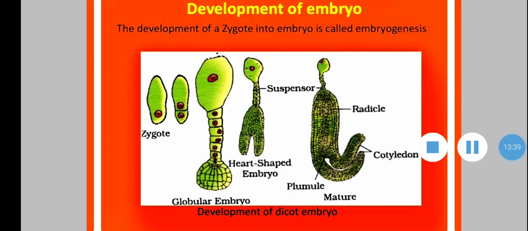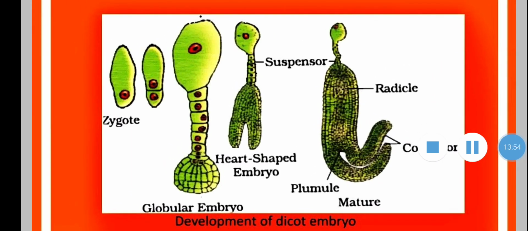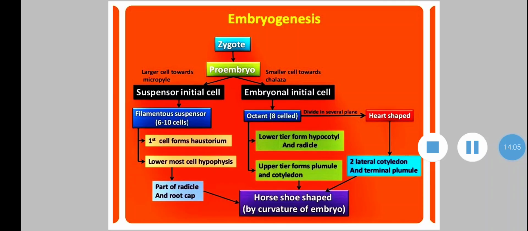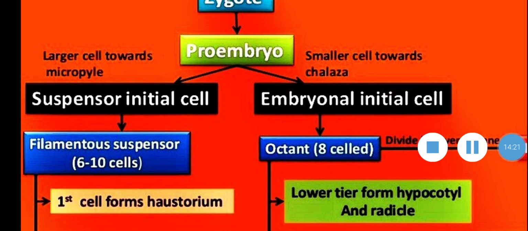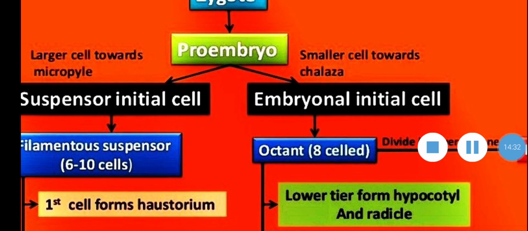Development of embryo. The development of zygote into embryo is called embryogenesis. That means when zygote converts into embryo, that is called as embryogenesis. Here are some stages of how zygote develops into mature embryo. This takes place in the dicot embryo. Here is a tree diagram which shows embryogenesis. So the zygote divides to form two-celled proembryo. The larger cell towards the micropylar end is called suspensor initial cell, and the smaller cell towards the chalaza is called embryonal initial cell.